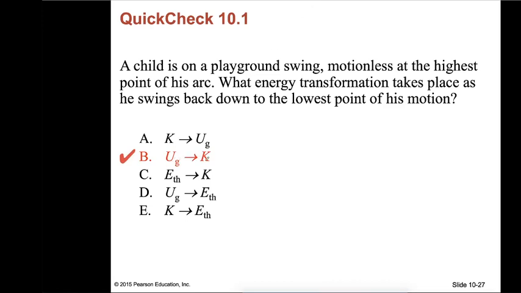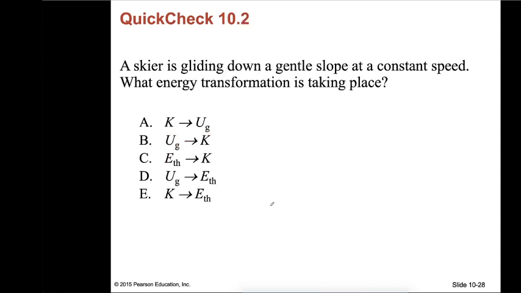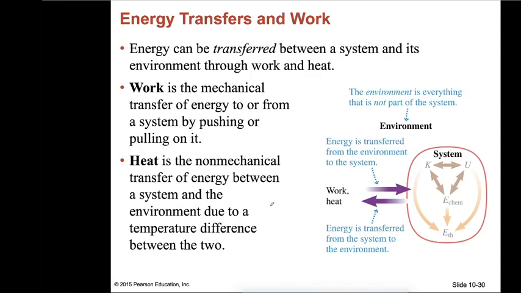gravitational energy converted into kinetic energy, because when the swing is swinging from the highest point to the lowest point, it's getting faster, but the position is getting lower. So the gravitational energy is converted into kinetic energy. There are some other examples. You can do them by yourself. Try to understand it. It's not very difficult.